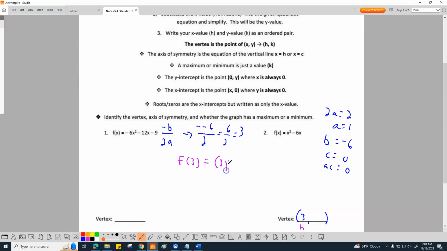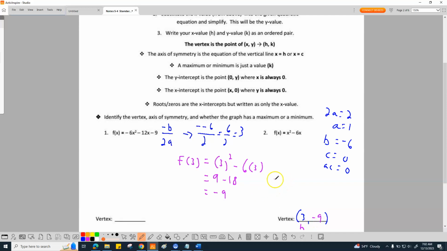And now I have 3 squared minus 6 times 3. Let's evaluate that. 3 squared is 9. 6 times 3 is 18. And then let's do it again. Equals 9 minus 18 is -9. So check it out. Our vertex is -9.